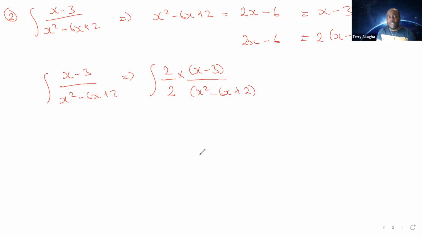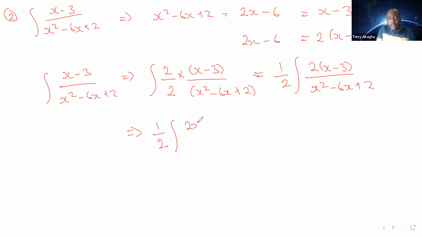Is this making sense? So you will now see, then I can now say, I'll bring this 2 outside and leave the 2 in the numerator, right? So it's going to give me 1 over 2, we integrate (2x minus 6) divided by (x squared minus 6x plus 2). Now, if we open the bracket, okay, it's going to give us 1 over 2. We integrate that. It's going to give us (2x minus 6) divided by (x squared minus 6x plus 2).